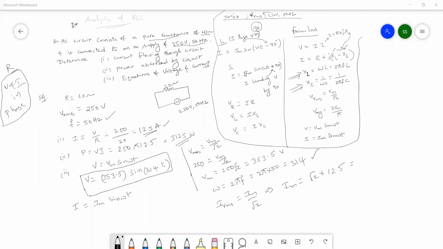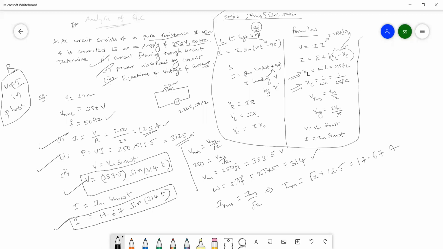17.67. All of you getting the same values? Yes, sir. Amperes. Now I'm substituting it in the equation of current. I equals 17.67 sine of 314 t. Completed. Done whatever they are asking in the problem.